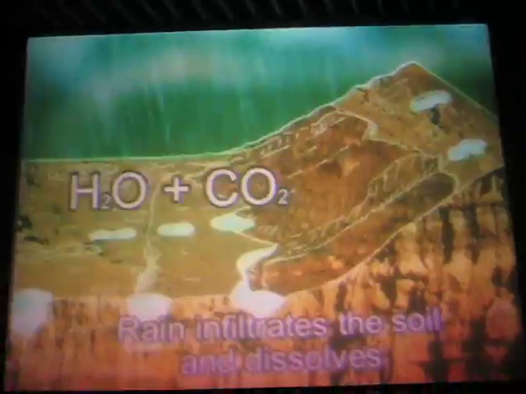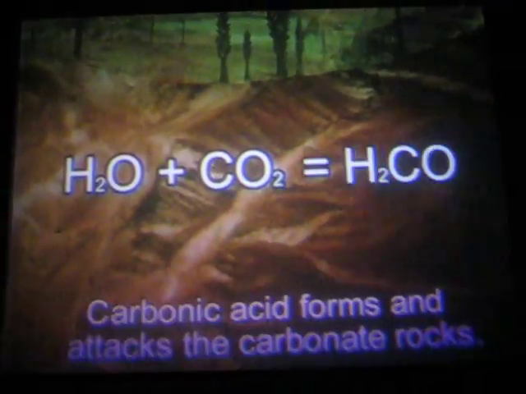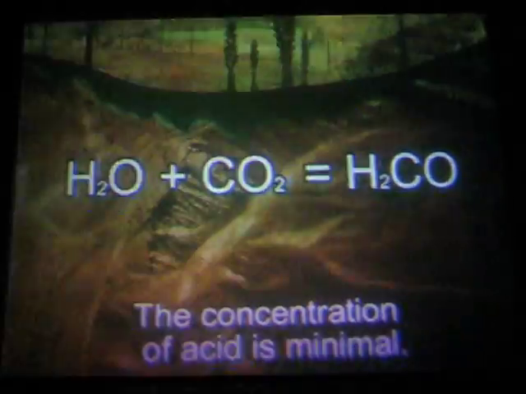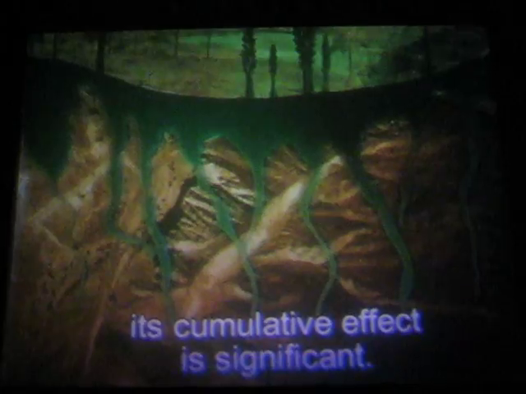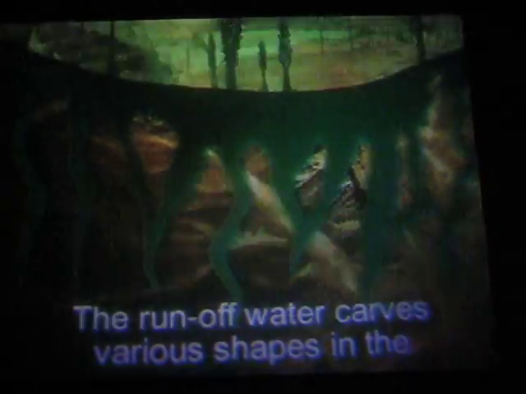Rain infiltrates the soil and dissolves the carbon dioxide which originated in the decomposition of organic matter. Carbonic acid forms and attacks the carbonate rocks. The concentration of acid is minimal, but in terms of geological time, its cumulative effect is significant. The runoff water carves various shapes in the rock's surface.